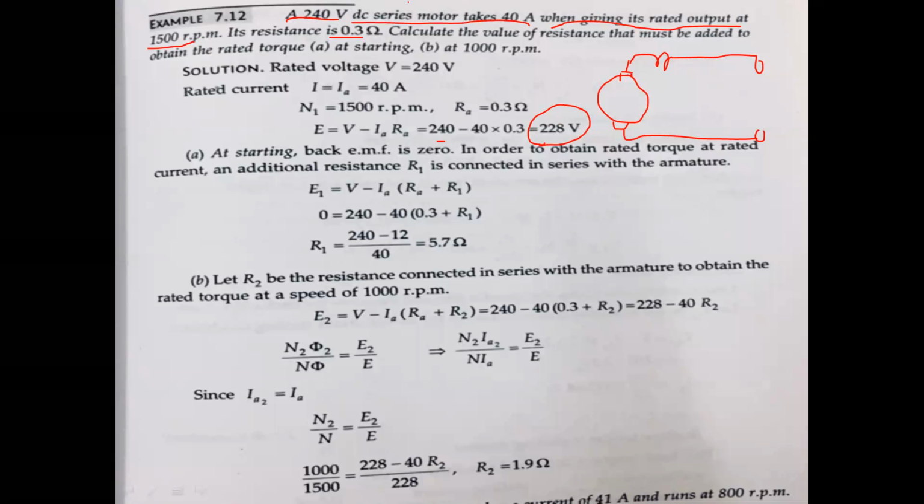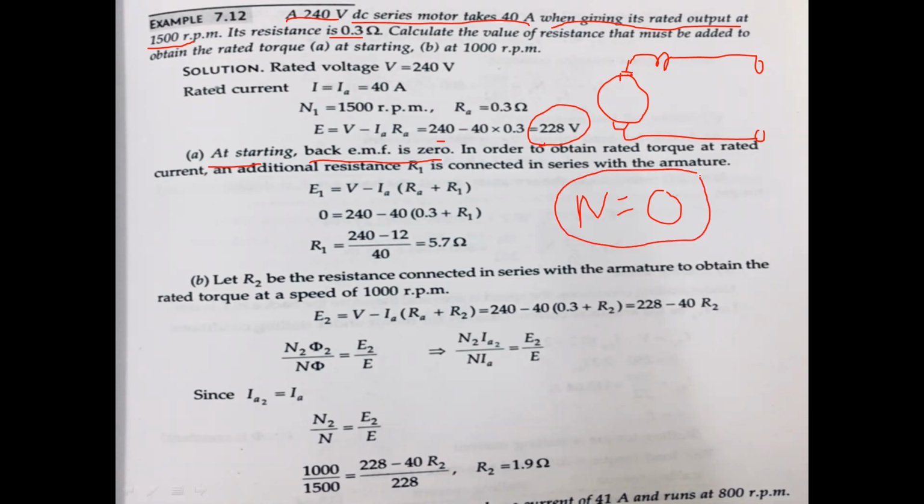So these are the conditions at the rated output. Now at the starting, means at the time of switching on the motor, speed equal to 0. So therefore back EMF is also equal to 0. Why is back EMF 0 at starting? Because at the starting time speed equal to 0. The motor starts with starting speed equal to 0.